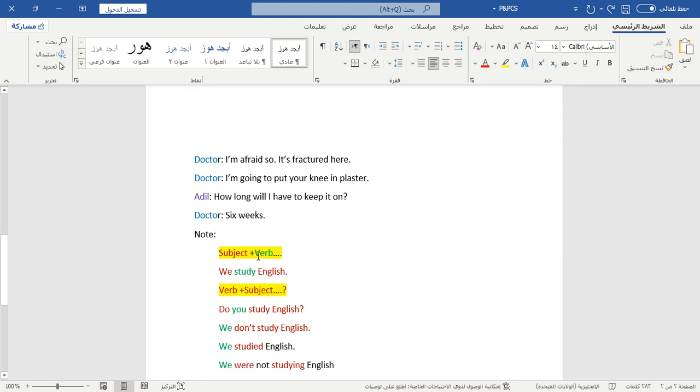How do we put it? When I say a declarative sentence, when I tell you the topic or event, I should put the subject first, followed by the verb, then continue the sentence and end with a full stop.